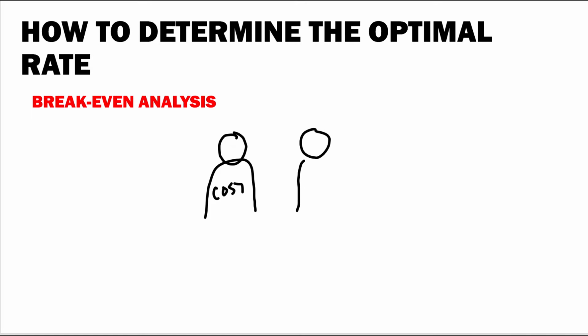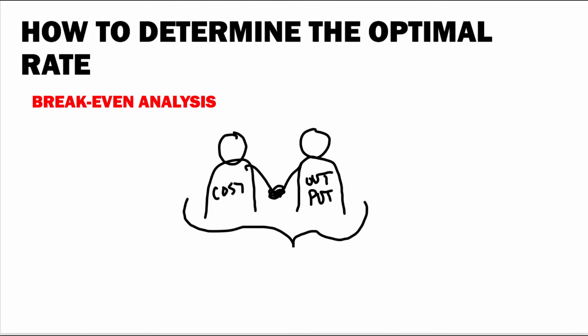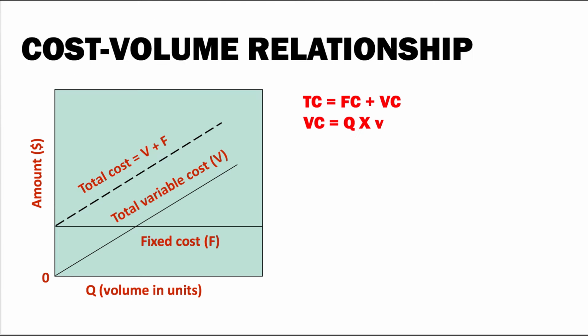The break-even analysis takes a look at the relationship between cost and output with the goal of determining where total revenue equals total cost. Let's now take a closer look at this cost-volume relationship. Let's start by looking at total cost, which is total cost equals fixed cost plus variable cost. And in order to get variable cost, you multiply quantity times the variable cost per unit. So the variable cost is represented by this line here.